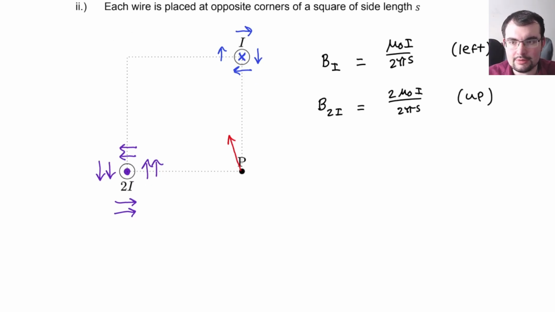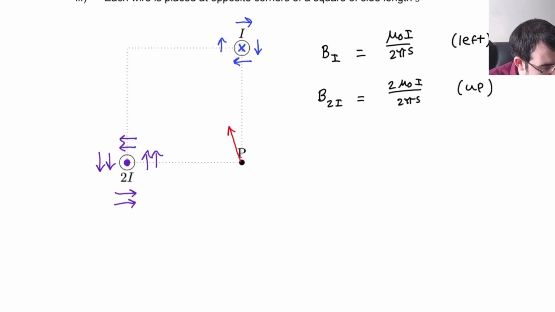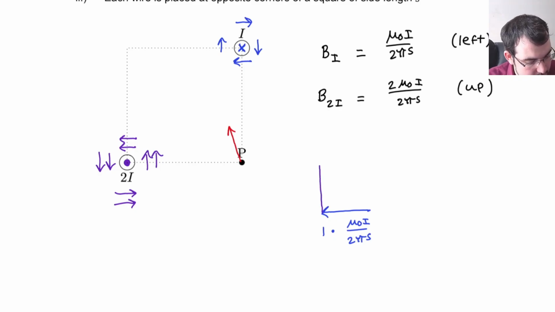They create a triangle. So if I put these field contributions into a triangle, we get a leftward field equal to 1 copy of mu naught I over 2 pi s. And then for our other field from the 2i, we have 2 copies of mu naught I over 2 pi s. Now you can probably see why I wrote it this way, because it's a lot easier to add these vectorially and see what the number in front has to be.